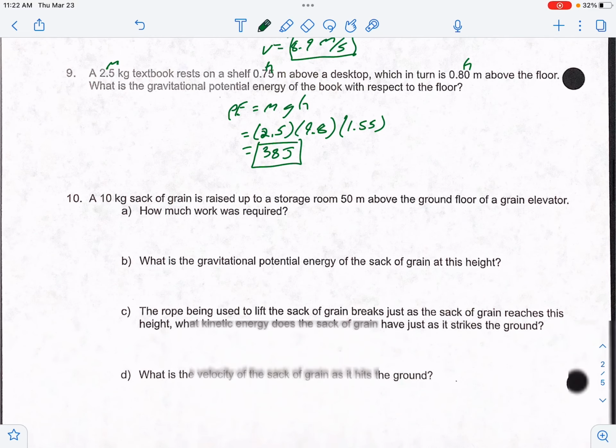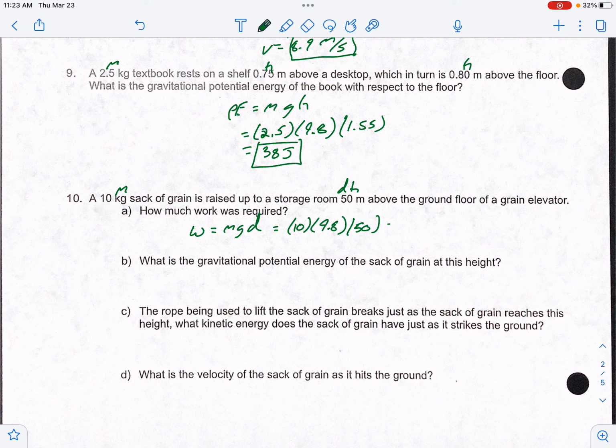Okay, number 10, a 10 kilogram sack of grain is raised, so I have a mass. Raised up to a storage room 50 meters above, so I have a distance or a height. Above the ground floor of a grain elevator, how much work is being done? Remember, we're lifting something, so work equals mass times gravity times distance. So mass is 10, gravity is 9.8, distance is 50. Multiply those out, and you get 4,900 joules.